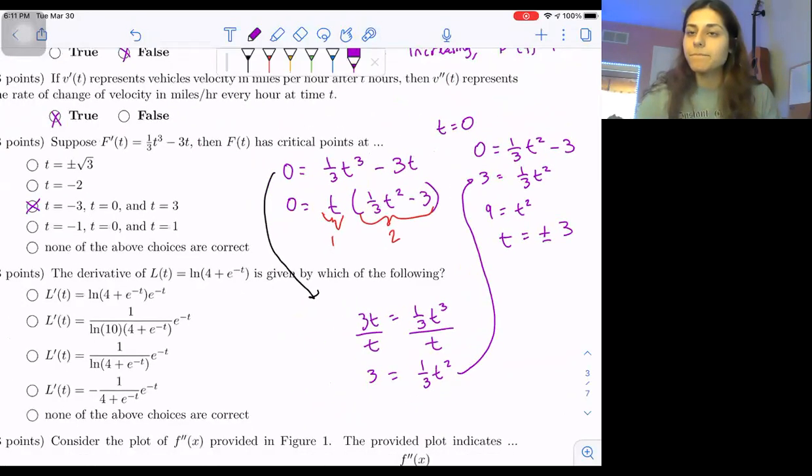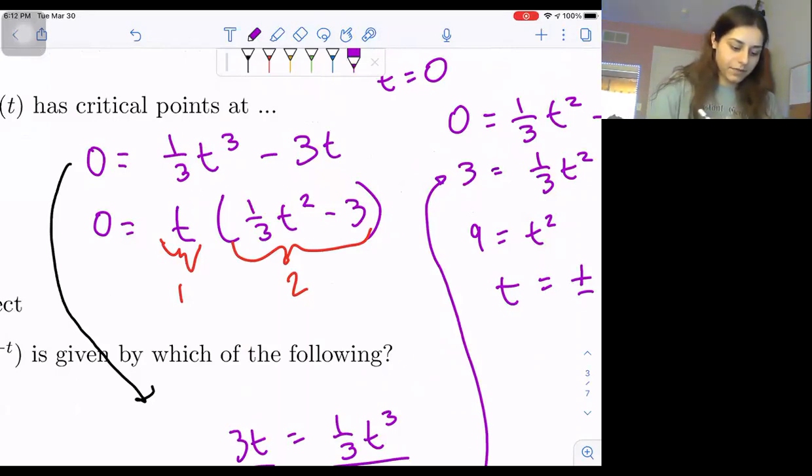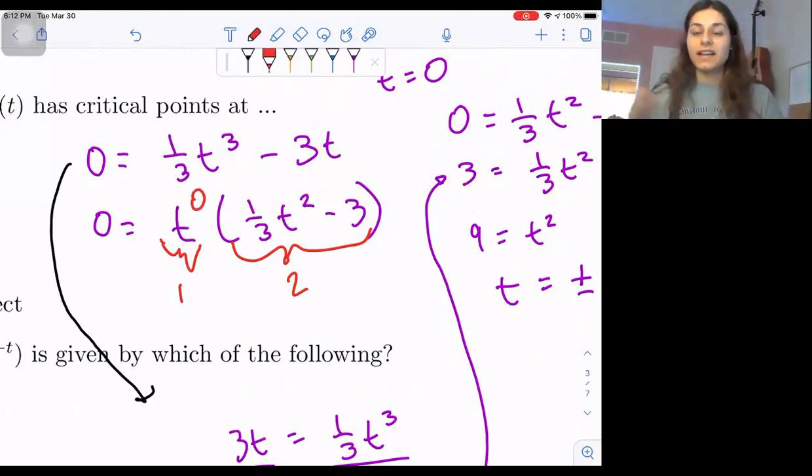So how do we get 0 again? We said that these two components in red, if either of them are equal to 0, then our entire function will be equal to 0. And we were trying to find the values of t that would make the entire function equal to 0. So when t equals 0, this would be multiplied by that 1/3 t squared minus 3, and anything multiplied by 0 is 0. So whenever t is 0, just because that t is being multiplied by the entire function, that would make our entire function 0. So that's why t would be equal to 0. That's one of our critical points.